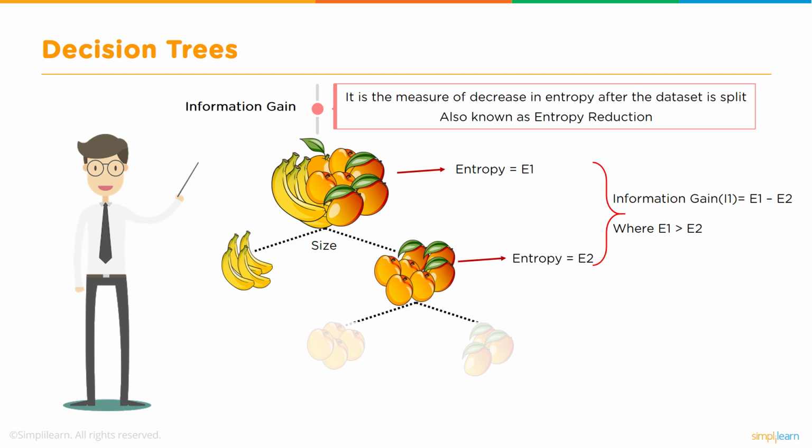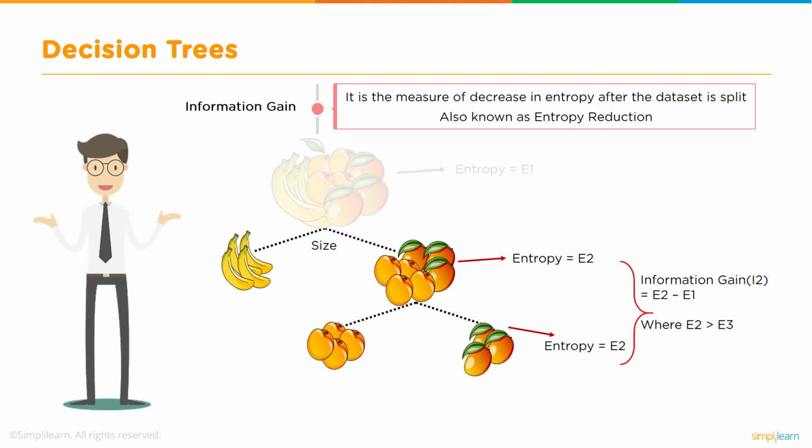If you love your fruit, it's probably getting you hungry right about now. And then the information gain from our level 2 equals E2 minus E1, where E2 is greater than E3. And as we come down here, we'll see that the E3 is now the third level where we split the oranges and apples out. And each time that entropy becomes less and less and less, until in this case we have an entropy of 0, since they're all homogeneous in their order. All oranges, all apples, all bananas.